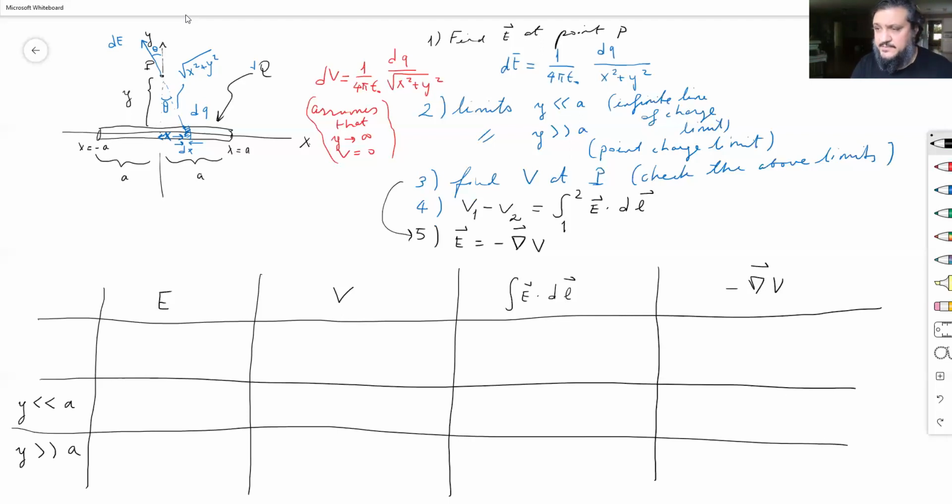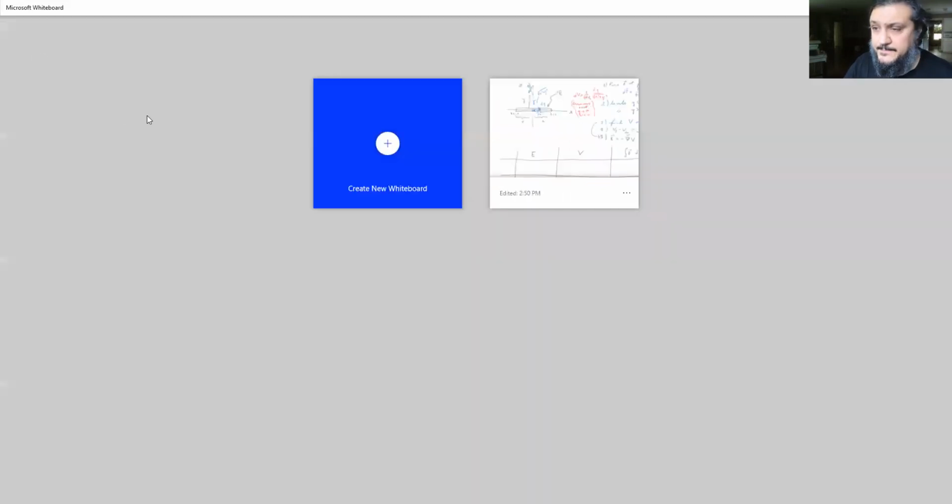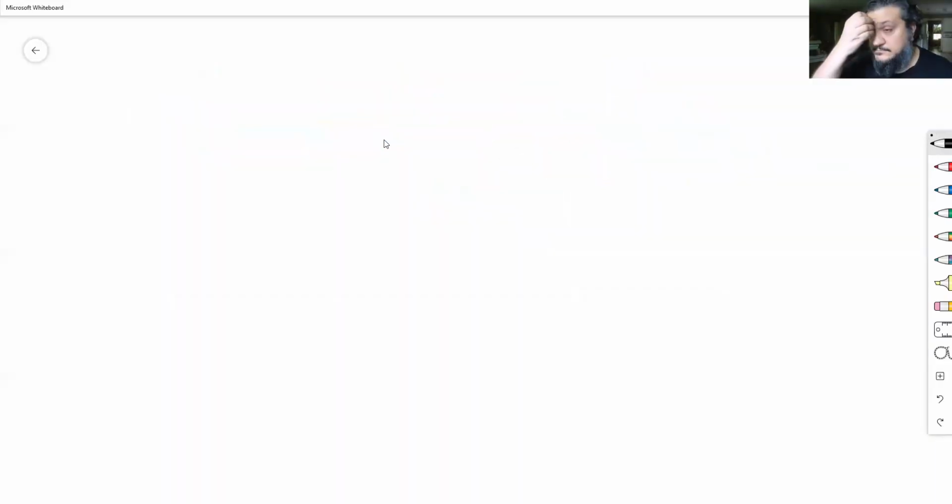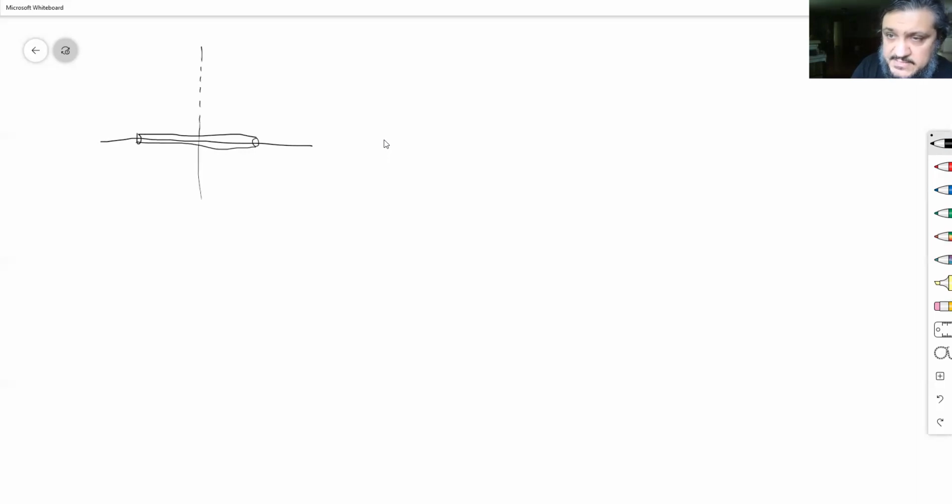All right, so let's start with reviewing the electric field calculation. Let me open up a new whiteboard. So here's our charge. Here's the y-axis. Here's the point. Now, due to a charge at infinitesimal dq right here, the electric field will be pointing this way.